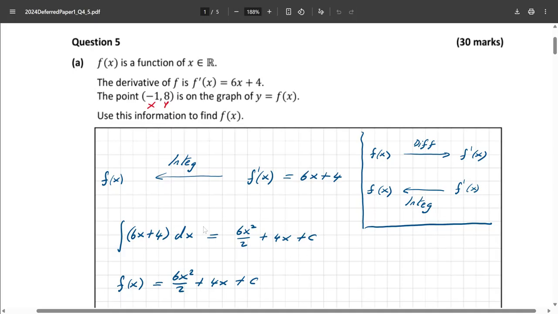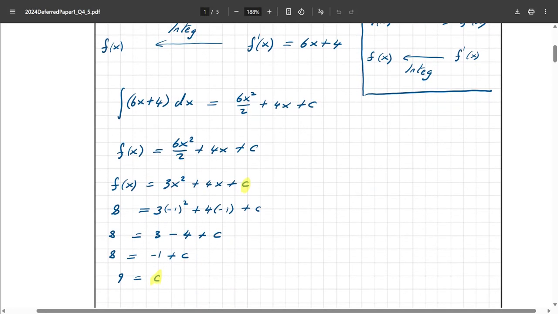So now, because we've integrated, we've basically done this step here. We've gone from f dash of x back. So it's important to realize what you have. You have f(x) at this stage. So this is f(x). Now, the next problem is to get rid of the plus c.